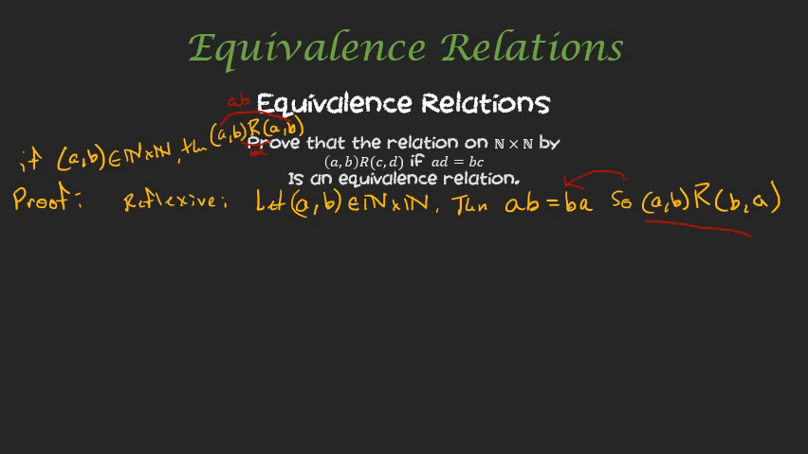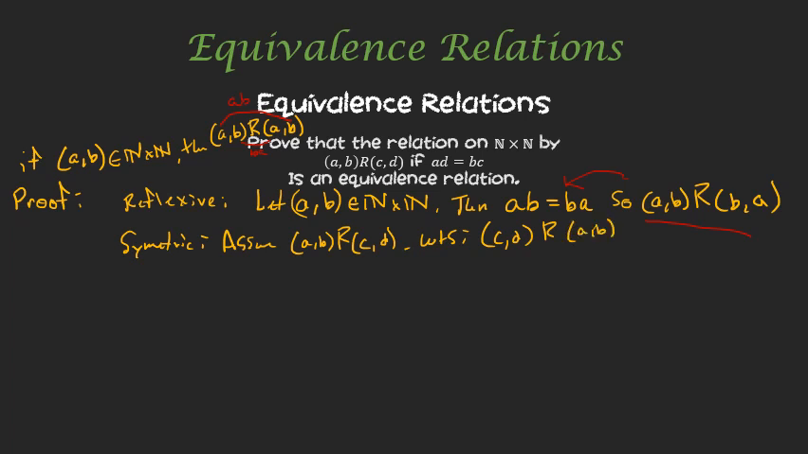All right, let's check that it's symmetric. Remember, here we have to prove that if two ordered pairs are related to each other, then they're related in the other direction as well. So assume AB is related to CD. So suppose we have two ordered pairs that are related, and we want to show that CD is related to AB.